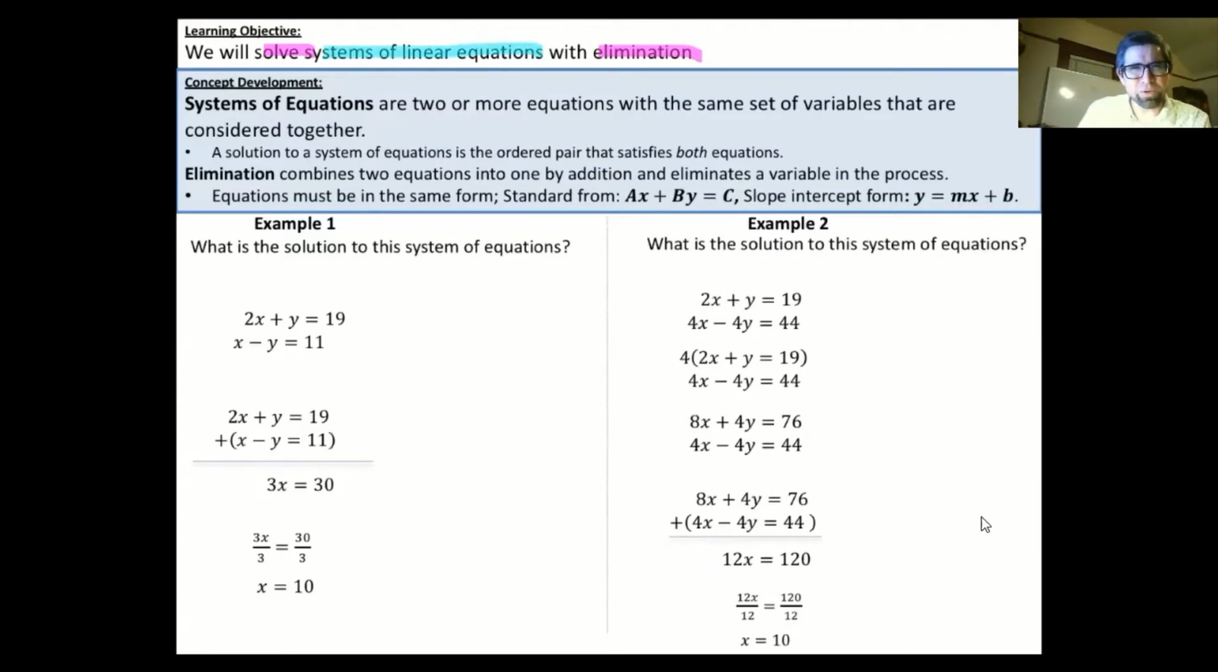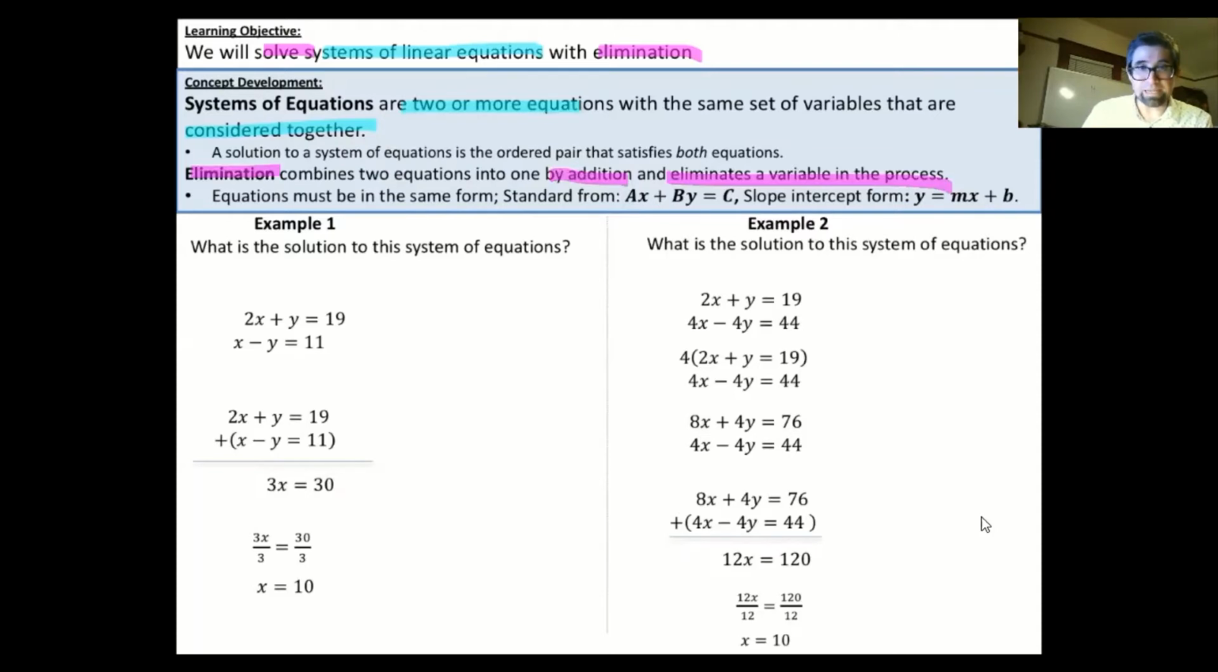A system of linear equations is simply when I have two or more equations and I think about them together, like a unit of equations. The skill of elimination is where I take these two equations and eliminate one of the variables in order to find the solution. So elimination is all about adding or subtracting one equation to another in order to eliminate a variable in the process.